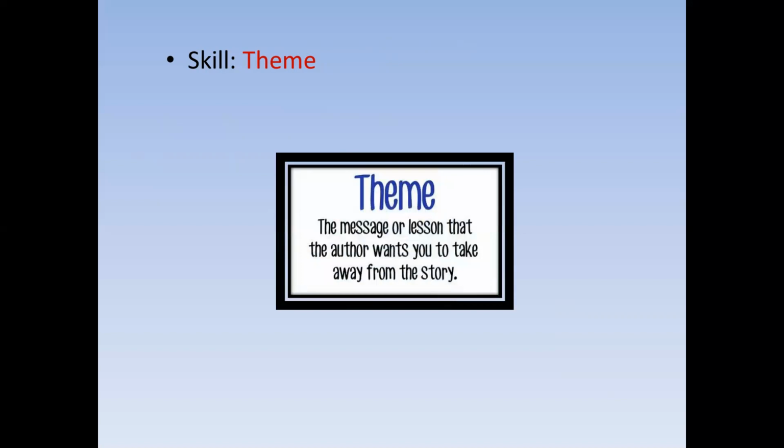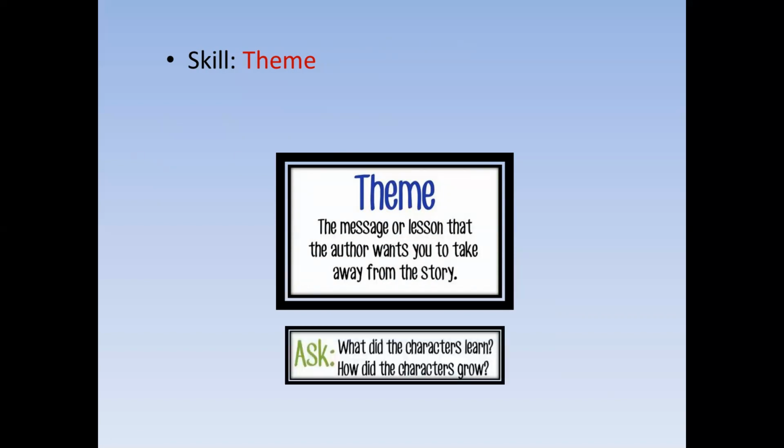Now, today we will talk about the skill theme. Today the skill is theme. What's the meaning of that? The skill is theme. The meaning of theme is the message or lesson that the author wants you to take away from the story. So from this story, there is a message or lesson that we will get when we finish this story.